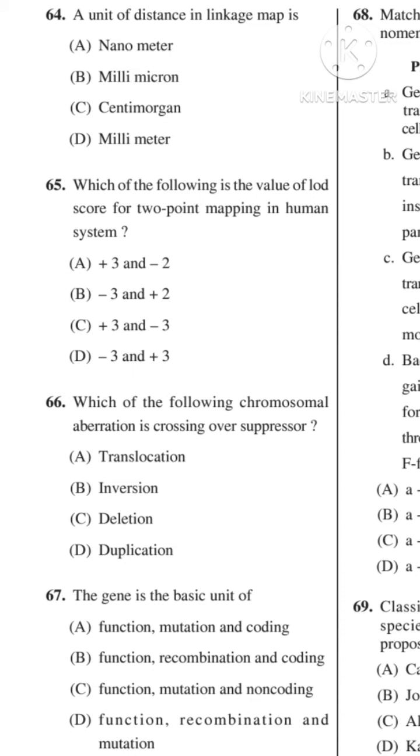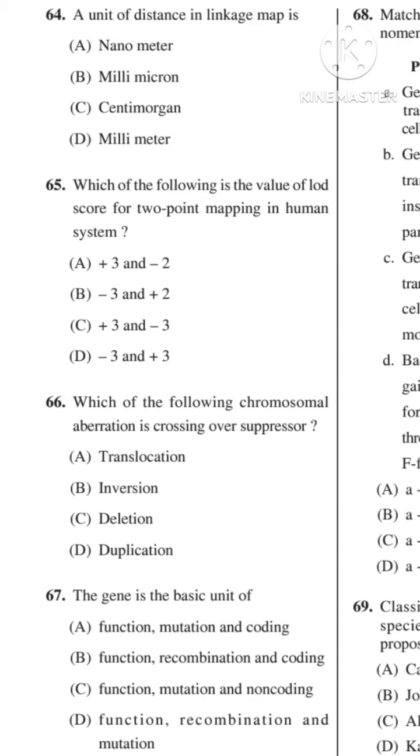Next question number 66. Which of the following chromosomal aberrations is a crossing over suppressor? Which chromosomal aberration reverses the crossing over? So the right answer is inversion. Inversion suppresses crossing over. So inversion is the right answer.